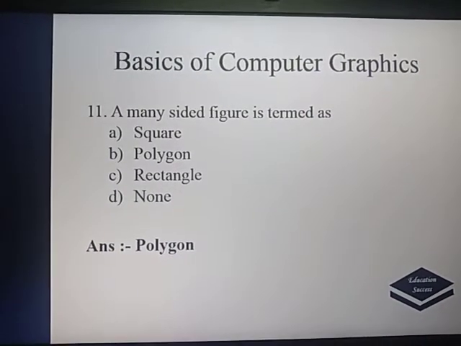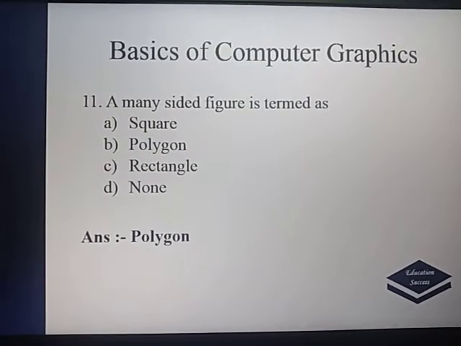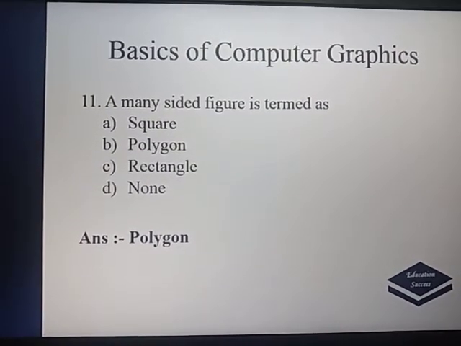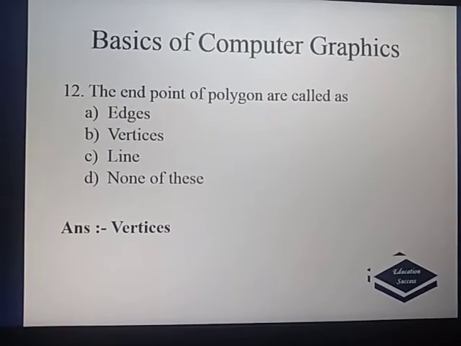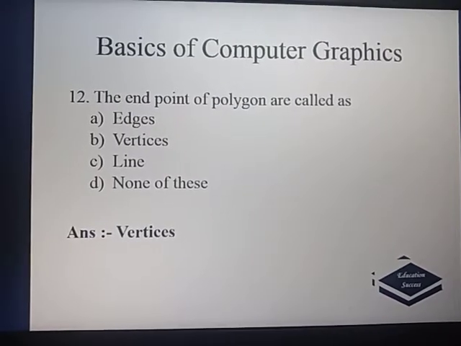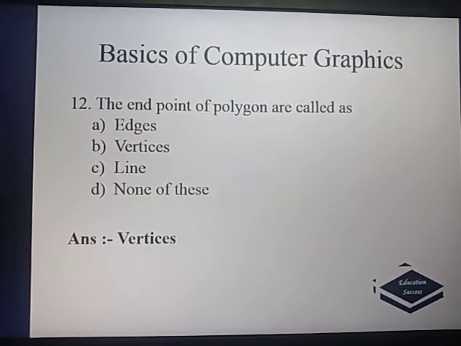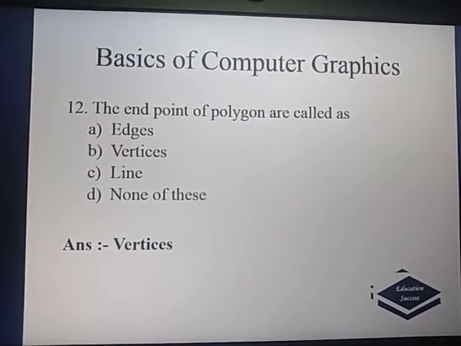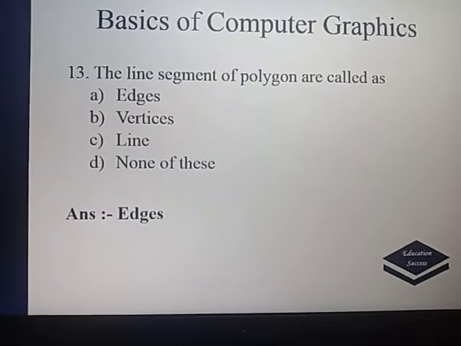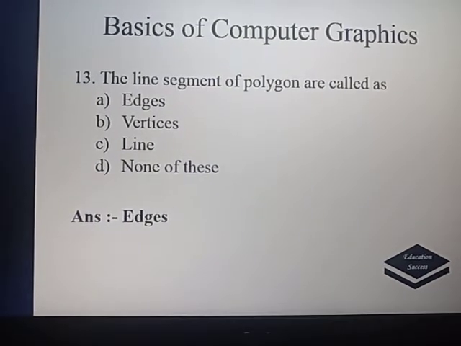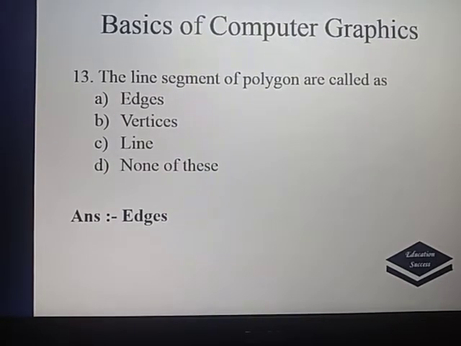A many-sided figure is termed as: square, polygon, rectangle, none. Correct answer is polygon. The end points of a polygon are called: edges, vertices, lines, none of these. Correct answer is vertices. The end points of polygons are called vertices. The line segments of a polygon are called: edges, vertices, line, none of these. Correct answer is edges. The line segments of a polygon are called edges.